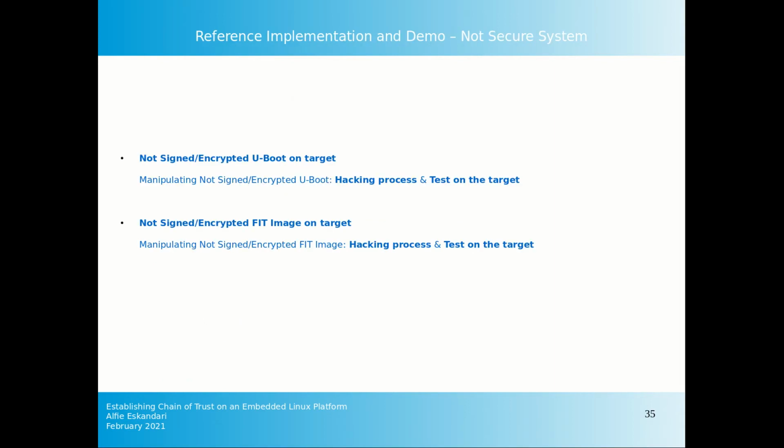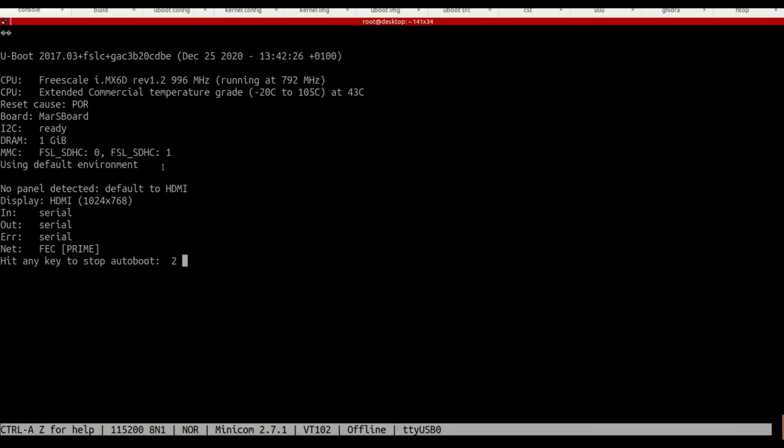an SD card slot and much more which are not relevant to this project. In the first part of the demo, we are going to take a look at a system which is not secure. This means the U-boot and fit image are not signed and encrypted. Let's have a look at the case that the U-boot is not signed and encrypted on the target. We stop the auto-boot process in order to run into the U-boot prompt, and as we can see here, we have a version of the U-boot which is not signed and encrypted.